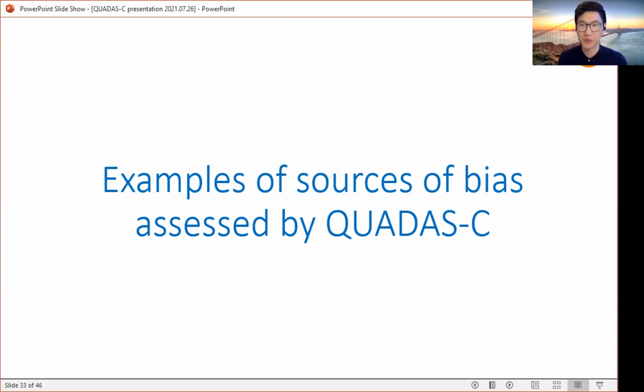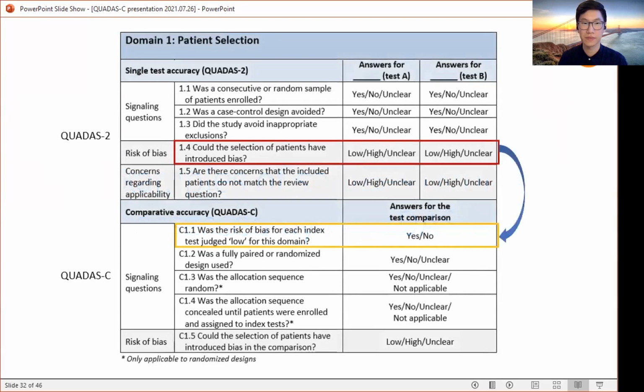Just to make sure, so we are just answering one question, but it's hidden in the three questions, right? So in QUADAS-2, we still need to ask whether consecutive sampling was done, case control, and inappropriate exclusion. We still need to ask these questions in order to answer, could the selection of patients have introduced bias? Am I right?